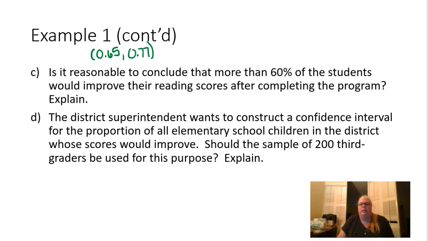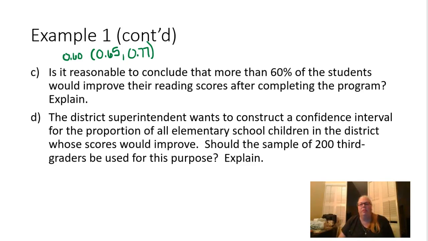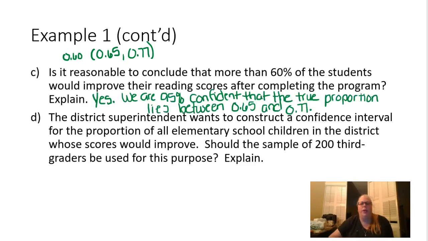And I would say that yes, it is reasonable to conclude that more than 60% of the students would improve their reading scores because 60% is going to fall over here to the left of our lowest end on our confidence interval. And remember, we made a 95% confidence interval right here. So we are 95% confident that the true mean falls between 0.65 and 0.77. All right, so yes, we are 95% confident that the true proportion, not the true mean, because we're dealing with proportions here, lies between 0.65 and 0.77.